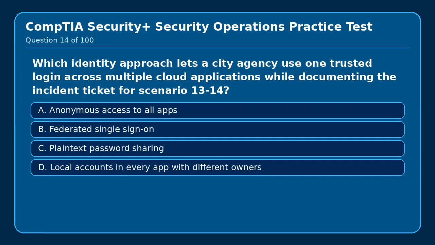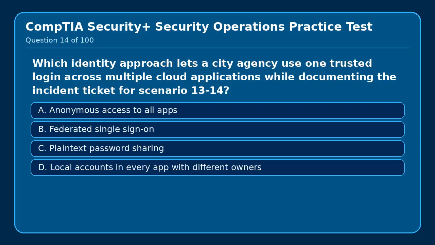Take a moment to choose your answer. The answer is B. Federated single sign-on. Federated SSO allows applications to trust a central identity provider for authentication. Separate unmanaged accounts, anonymous access, and password sharing reduce control and visibility.